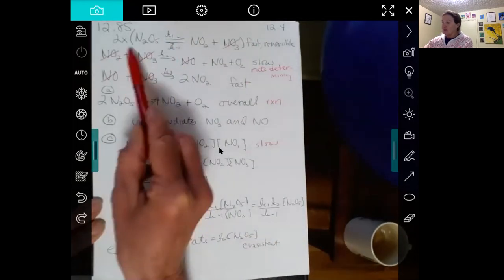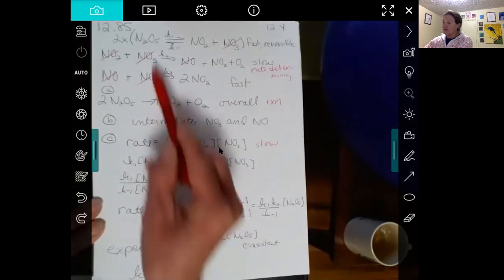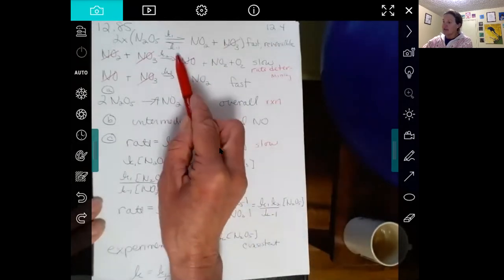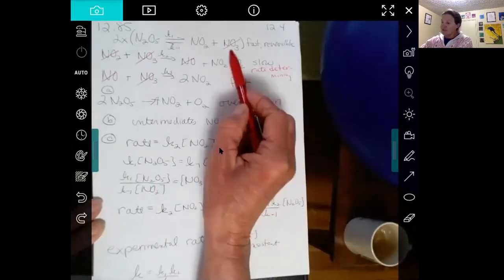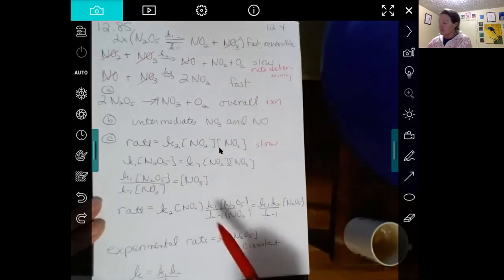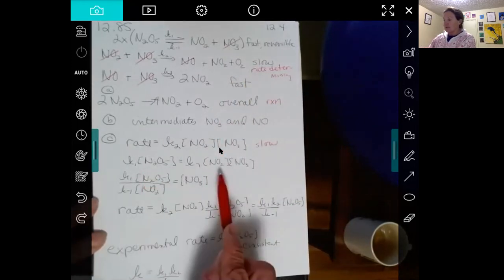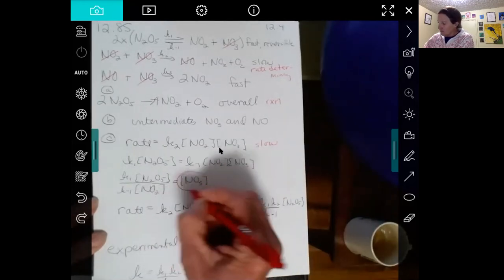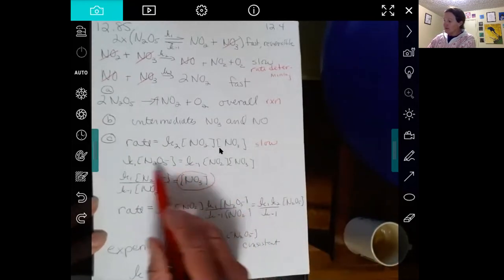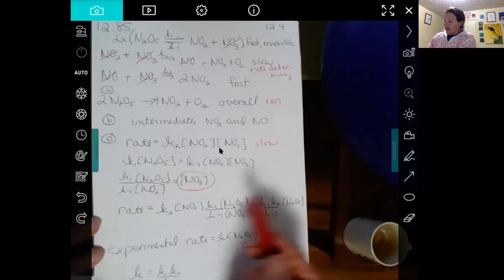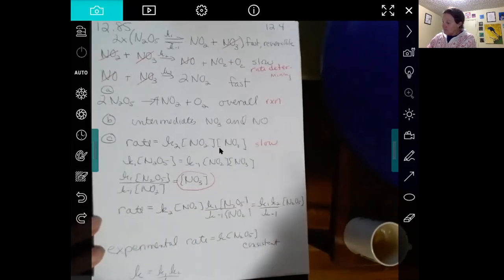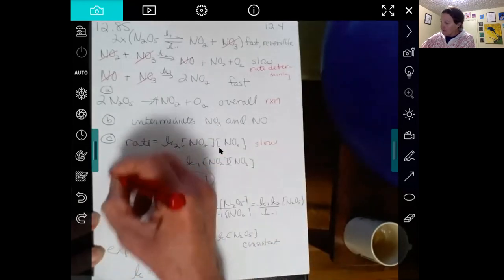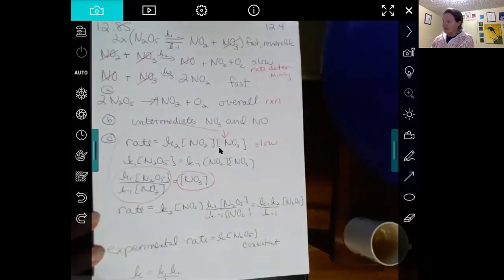So if I write the rate forward for step 1, it's k1 times the reactant. And the backwards reaction would be k minus 1. And now each of these would be a reactant if it's reacting backwards. So the rate forward equals the rate backwards. If I rearrange that and solve for the NO3, so just take everything to the other side, I end up with this expression. And then I can easily take this expression and plug it in for that concentration.